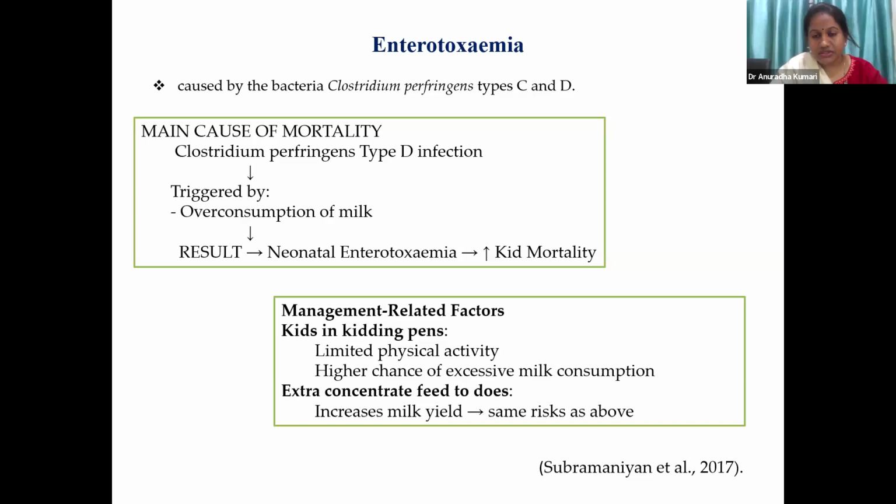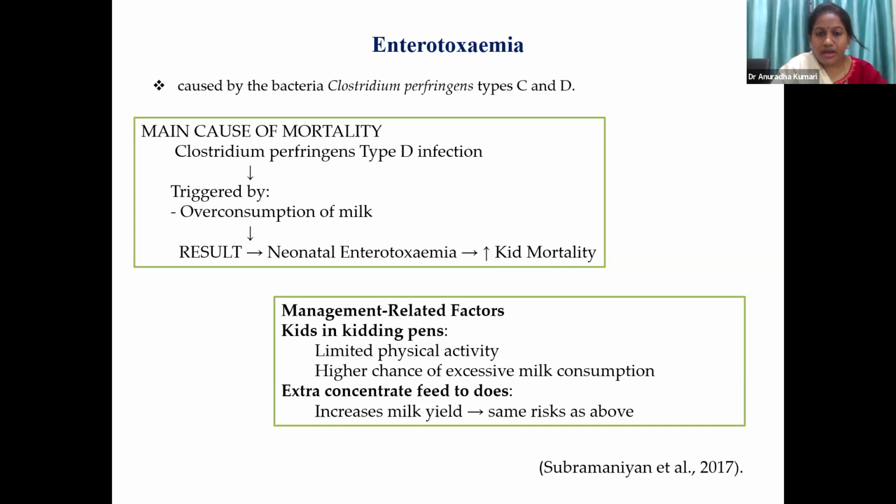That toxin is absorbed in the system and leads to different types of vascular damage. Because this disease occurs due to the overconsumption of milk by the kid, it is also known as overeating disease. This disease leads to damage of different visceral organs, mostly the brain and the kidney. This disease is also known as pulpy kidney disease.